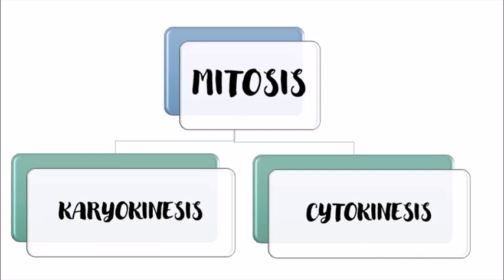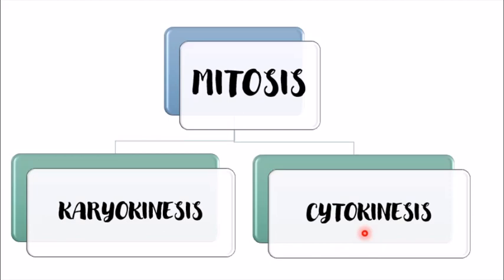The first type of division is mitosis. Mitosis takes place in the somatic cells and the stem cells. It has two steps: first is karyokinesis and second is cytokinesis. In karyokinesis, nuclear division takes place. Whatever is present inside the nucleus, those things will get divided. And in cytokinesis, the cytoplasm is divided and then two cells are formed.